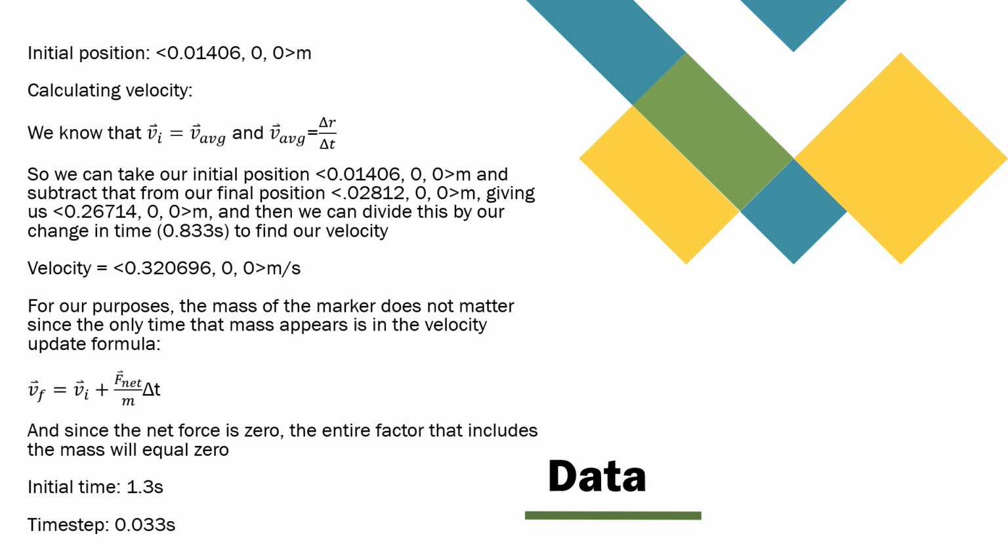0.03200 meters per second. For our purposes, the mass of the marker doesn't matter, since the only time that the mass appears is in the velocity update formula, and since the net force is 0, the entire factor that includes the mass will equal 0. Our initial time from the tracker was 1.3 seconds, and our time step was 0.033 seconds.